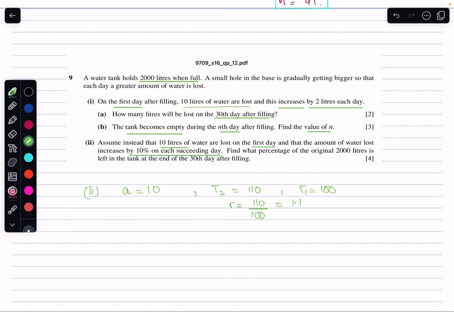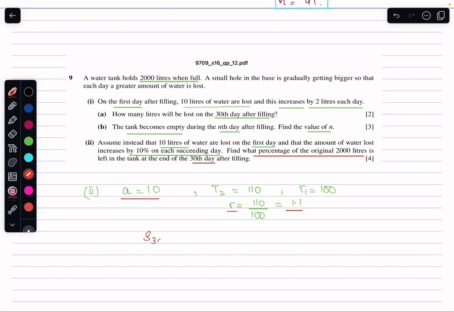So I have the common ratio. I have here the first term, which is 10. Find what percentage of the original 2000 liters is left in the tank at the end of the 30th day. So I need to find out the amount on the 30th day which is going to be left in the tank here. So for that, let's find out S of 30.